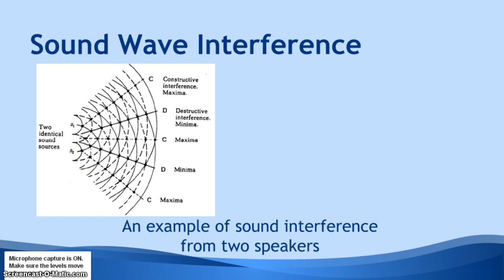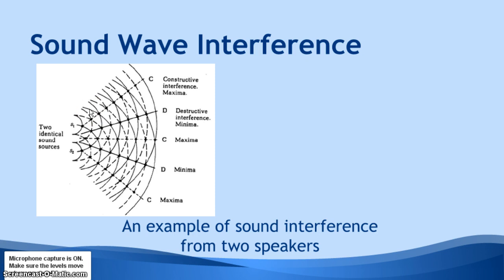Sound wave interference is another type of interference, and interference of sound waves can be demonstrated with two identical sound sources, shown as two loudspeakers, right here and here. The full lines represent crests and the dotted lines represent troughs. So these are troughs and these are crests.